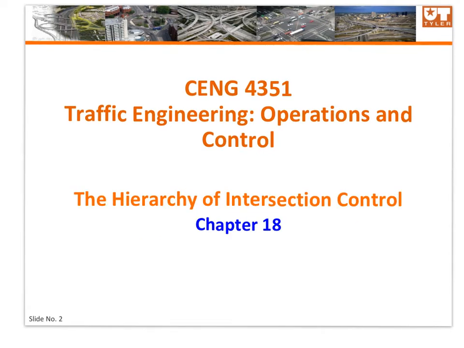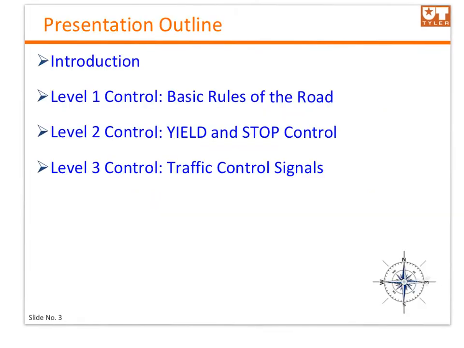Welcome to Chapter 18, the Hierarchy of Intersection Control, and today is part 2 of the lecture. As we discussed in the previous lecture, we talked about level 1 control, which is the basic rules of the road, and also level 2 control, which is yield and stop sign control. And now we will be talking about level 3, which is the highest level of how we, as traffic engineers, control the intersection, basically by having traffic signals.